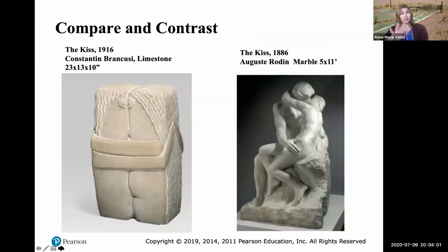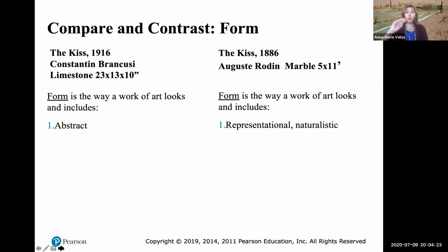We are going to now compare and contrast these two pieces. Okay, so again, we have on the left-hand side, Brancusi's The Kiss in the 1900s, and then on the opposite right-hand side, we have Rodin's marble piece called The Kiss in the 1800s. So you guys remember form. Form is purely the way that it looks, the materials that are utilized, the principles of design. So I went ahead and added this information already.